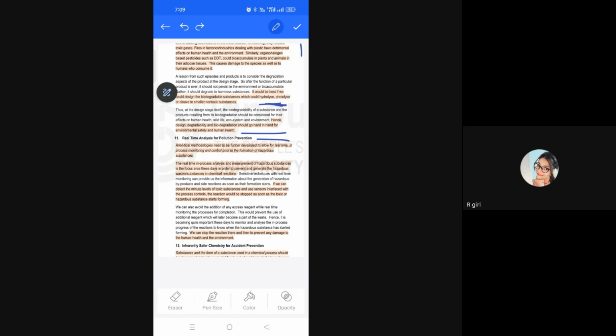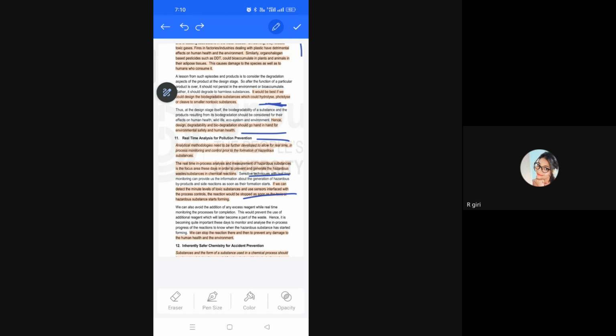Analytical methodology needs to be further developed to allow for real-time in-process monitoring and control prior to the formation of hazardous substances. The real-time in-process analysis and measurement of hazardous substances is the focus area. That means how much hazardous and how much toxic product is obtained during the preparation of the product. You should focus on it and you should minimize it. Next, we can detect the minute level of a toxic substance and use a sensor interface with the process to control the reaction.